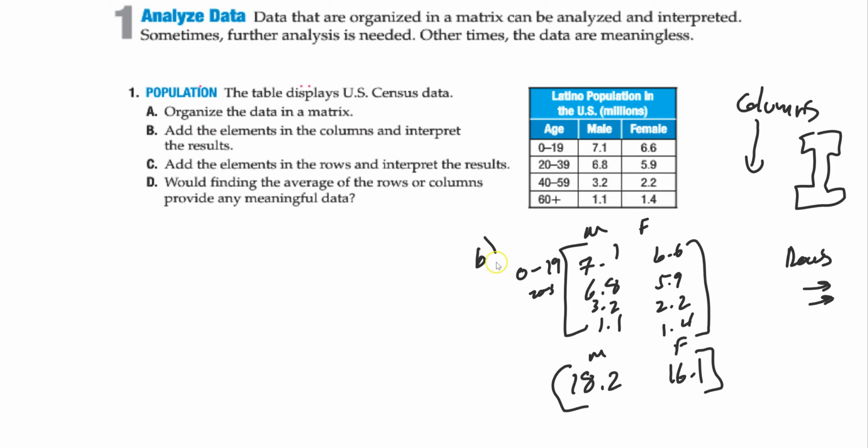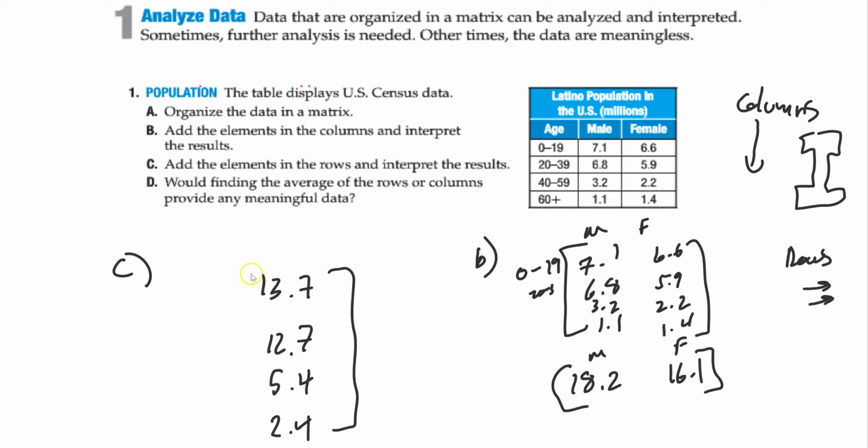So that's B. C wants us to add the elements of the rows, so we add the rows together. 7.1 plus 6.8, I get 13.7, then 12.7, and adding these up I get 5.4 and 2.4. So when I add up the rows, I get this set of numbers. And what is this? Well, these are all the people between certain ages: all the people between 0 and 19, between 20 and 39, 40 and 59, and 60 plus. So that's the total amount of people in each age group.